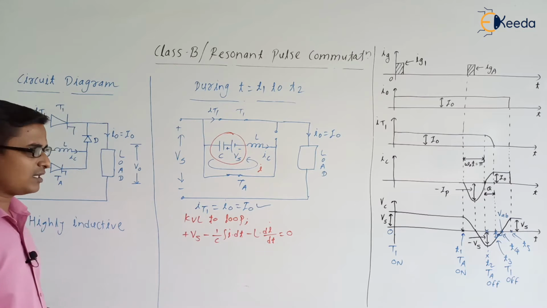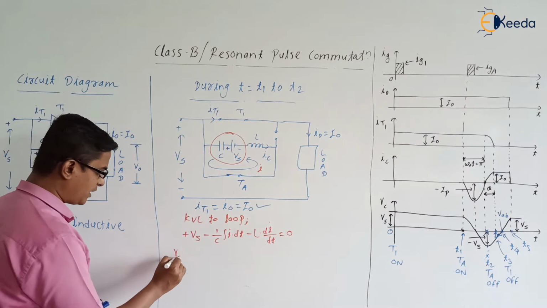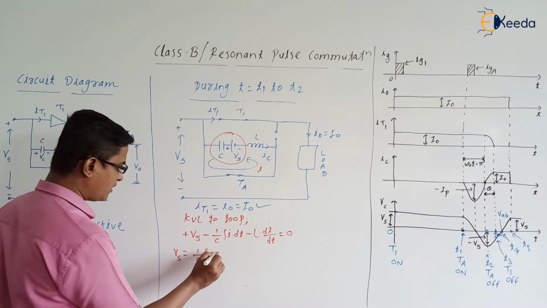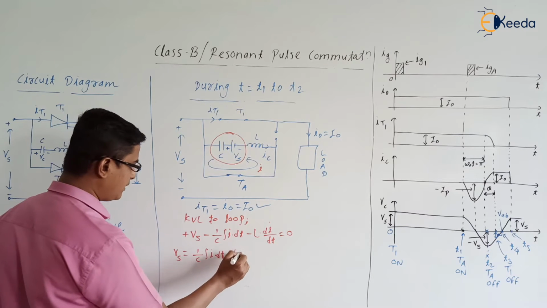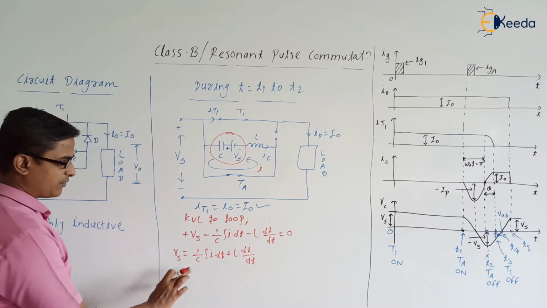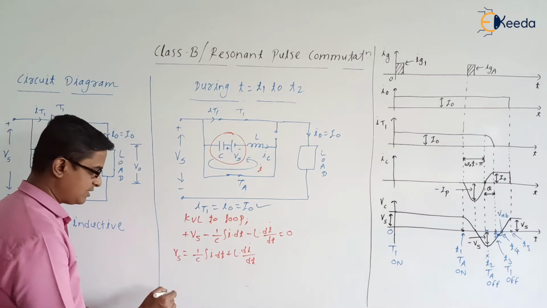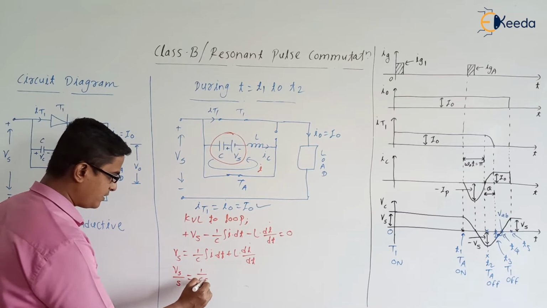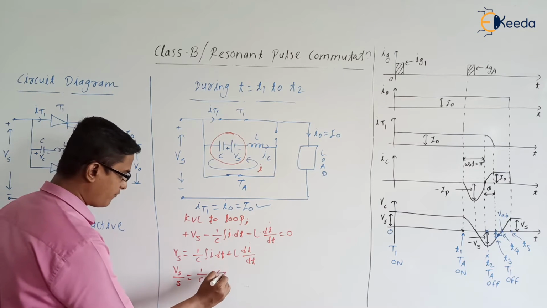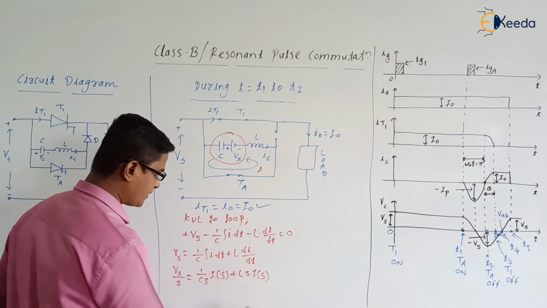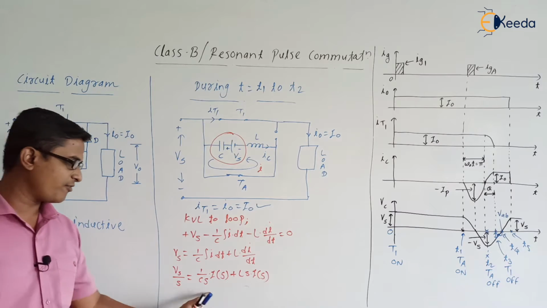Further, how to simplify it? We can write Vs is equal to 1 by C integration of i dt plus L di by dt. Further, can we take the Laplace transform on both sides? It is Vs by s equal to 1 by Cs into I of s plus Ls into I of s. Are you getting the point? Can we take I of s common?